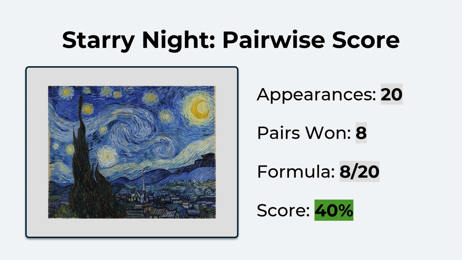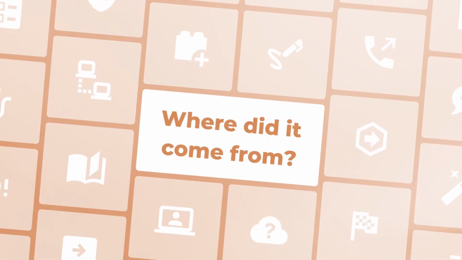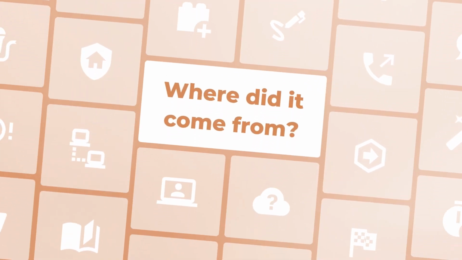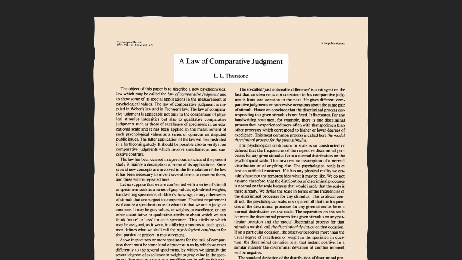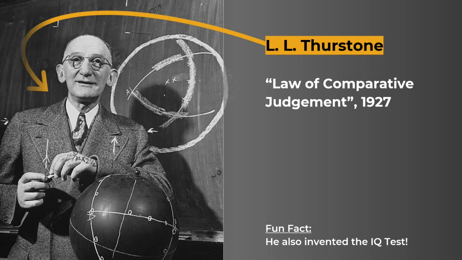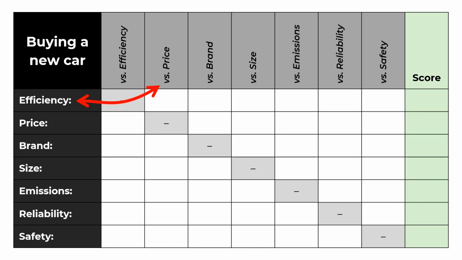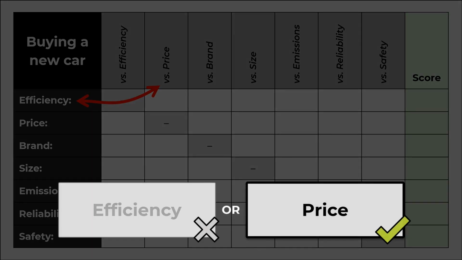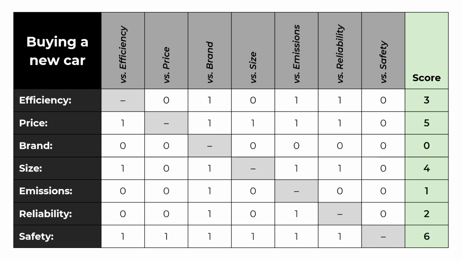Using this simple formula, we can score and rank any list of things from most to least preferred using pairwise comparison voting. So that's what pairwise comparison is, but it's not necessarily where it started. Pairwise comparison has been around for almost 100 years, since first being published by Louis Leon Thurstone back in 1927.